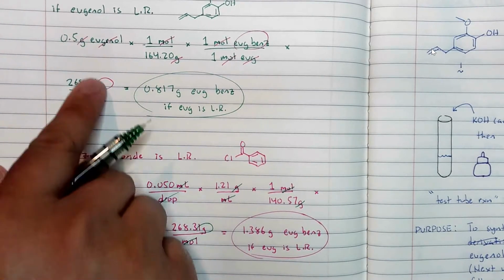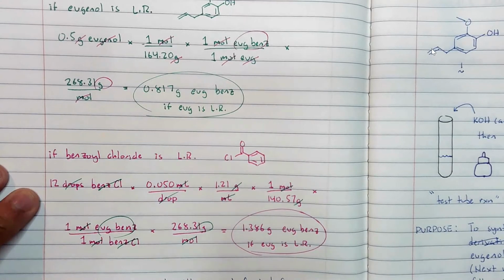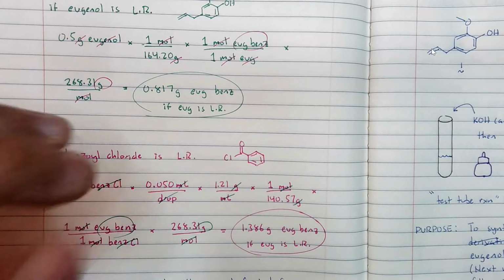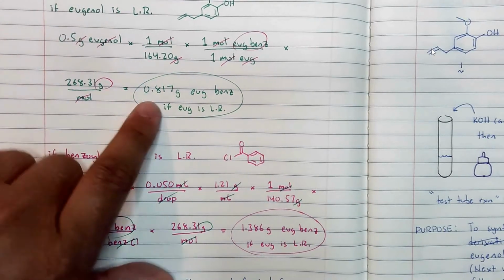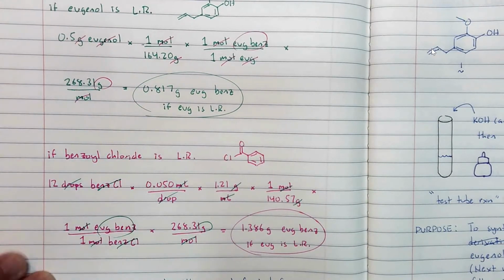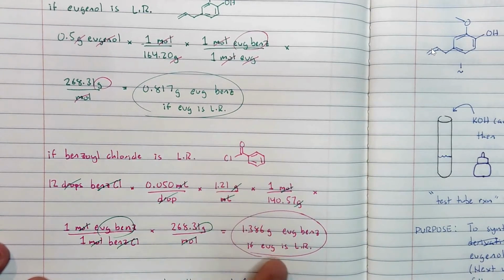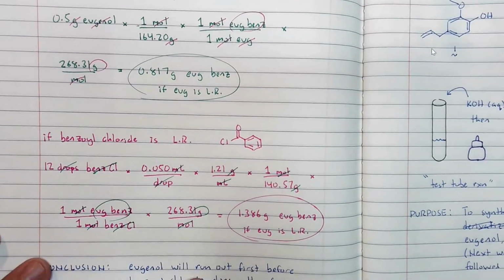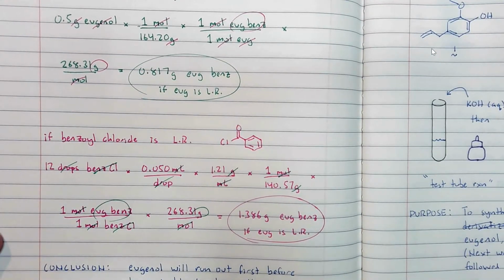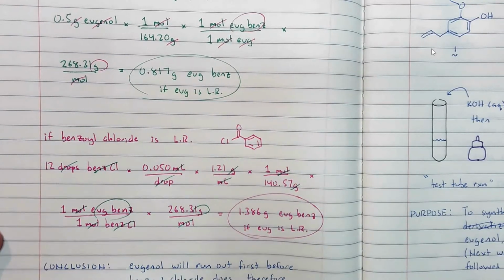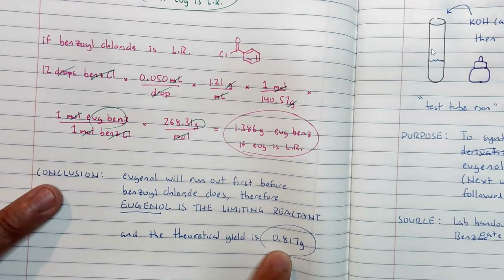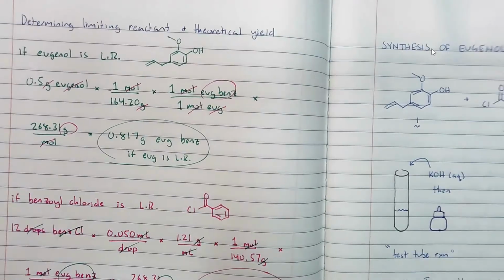So eugenol is limiting. The limiting reactant is the one that runs out first. Since eugenol makes less product, we're going to run out of eugenol when we get this much product. We won't have enough eugenol to react the excess benzyl chloride to get this much product. So you pick the smaller number. Eugenol will run out first before benzyl chloride does. Therefore, eugenol is the limiting reactant. Oh, you don't see that. There we go. And theoretical yield is 0.817 grams because I'm picking up this number right here.